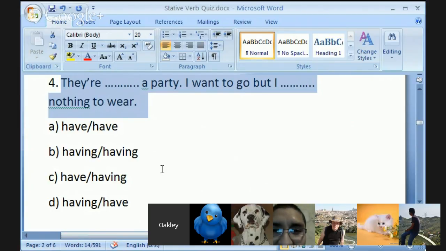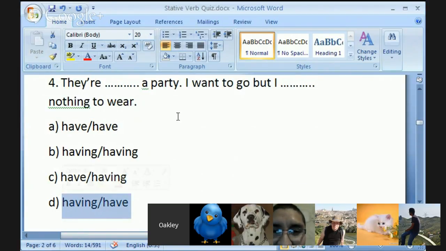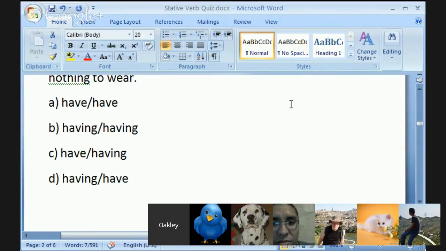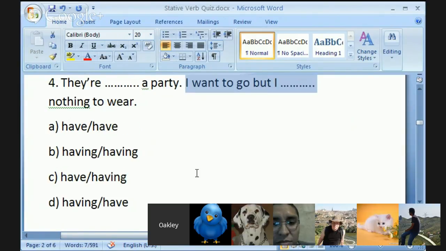Very good. You're right. The first meaning can be dynamic. They're hosting a party. They're having a party. The second meaning means to own. You own something, that's a state. So you cannot use it in a continuous way. I want to go, but I have nothing to wear. All right. Very good. Good job.